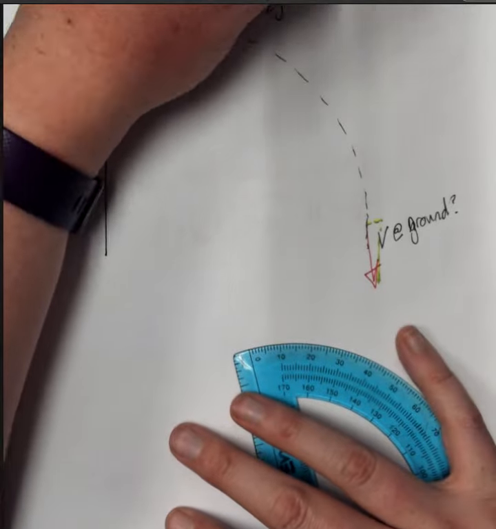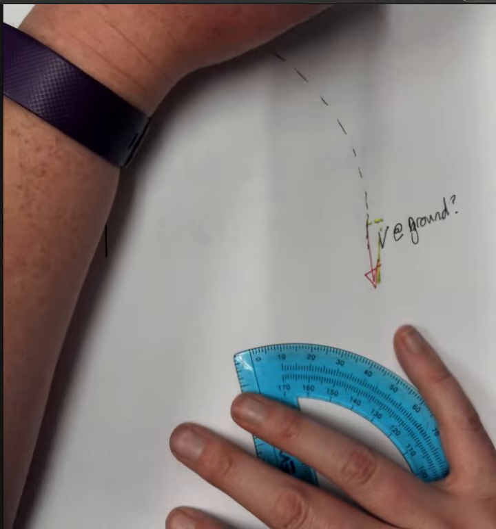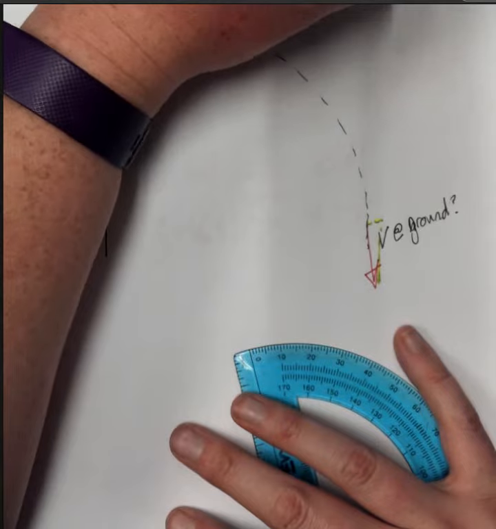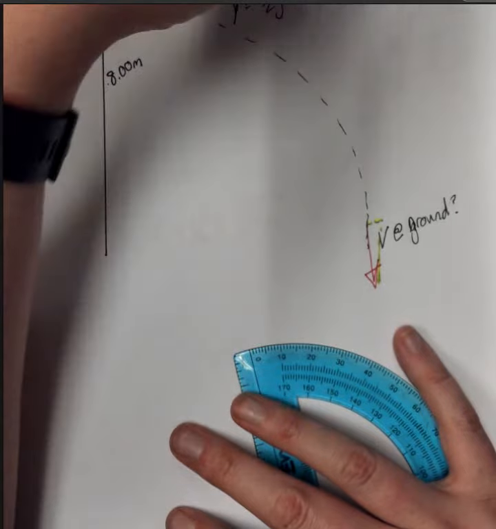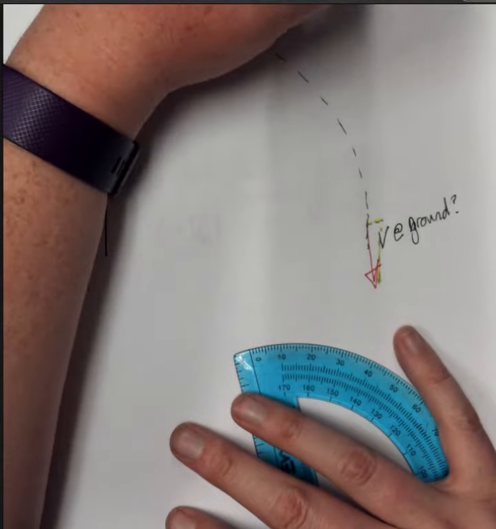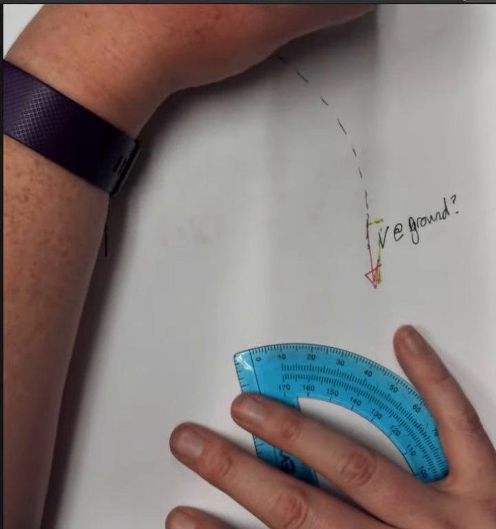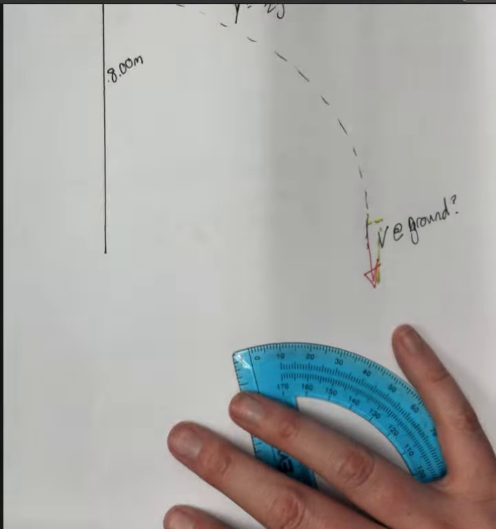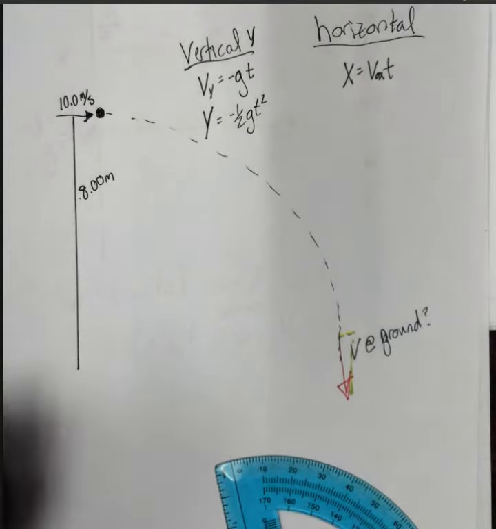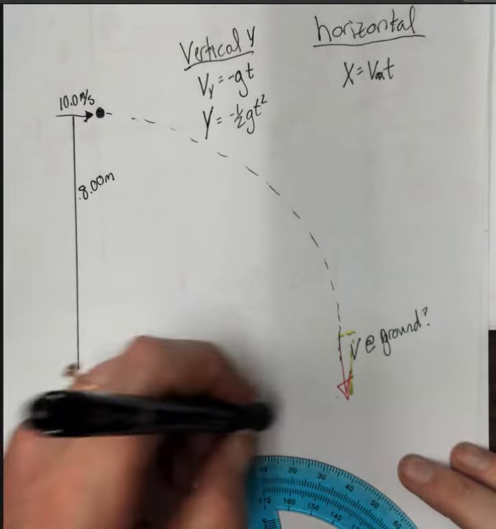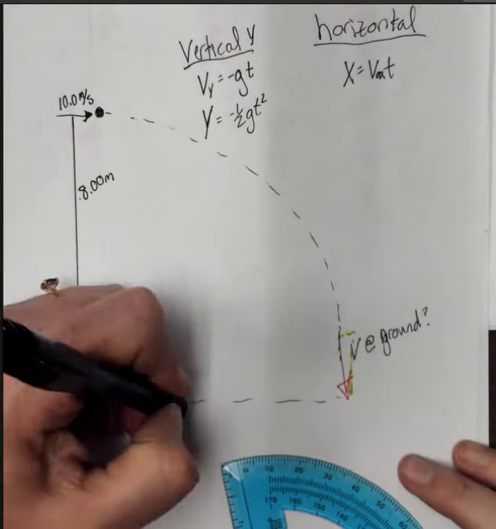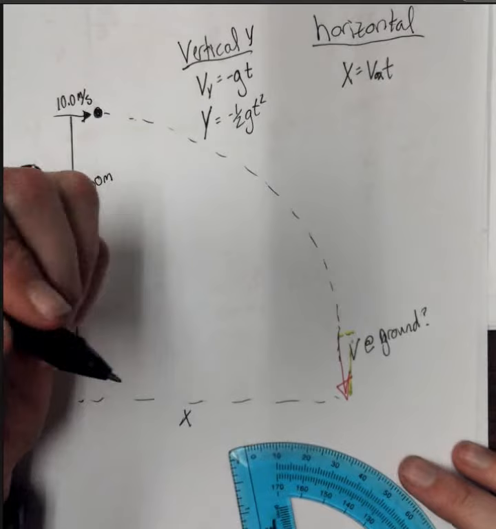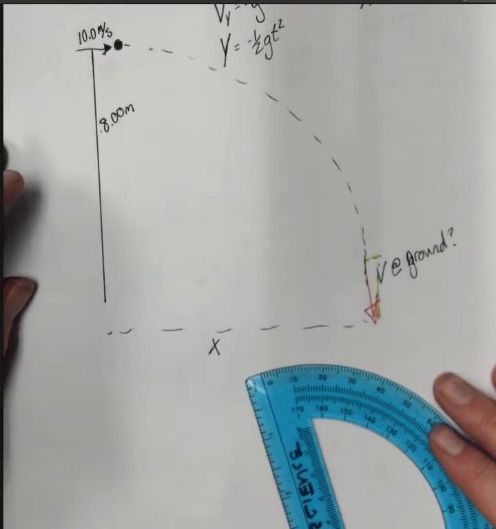In the horizontal, x equals v naught x t. Sorry, I'm out of screen again. So we know that these things are true, so we can solve for the final velocity at the ground. We can also solve for how far away it hit.